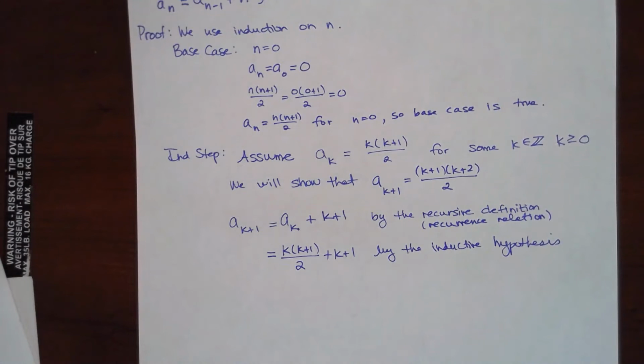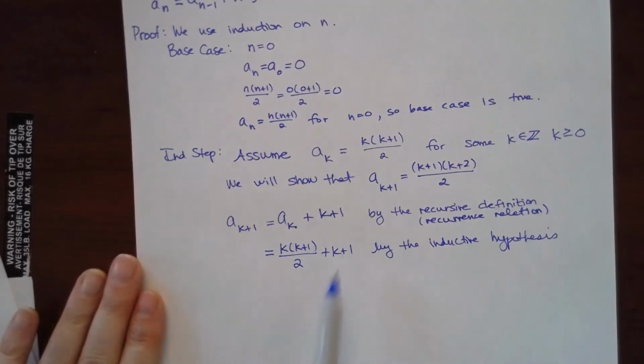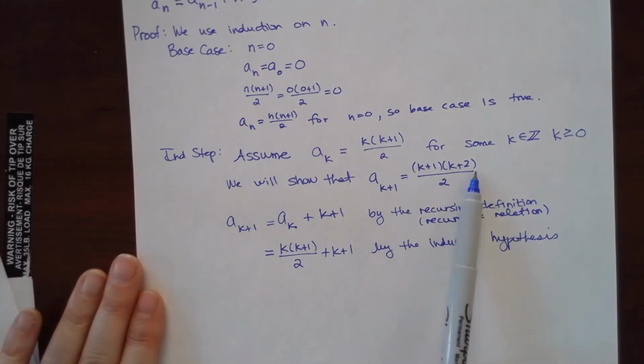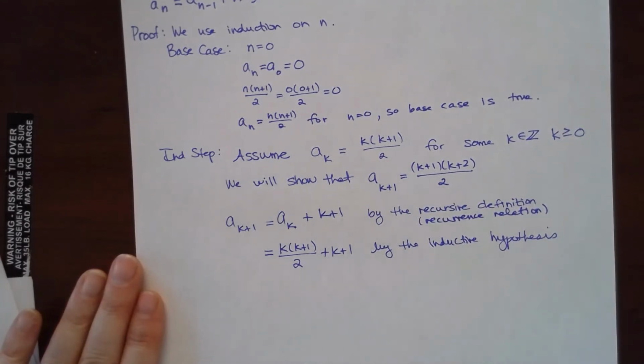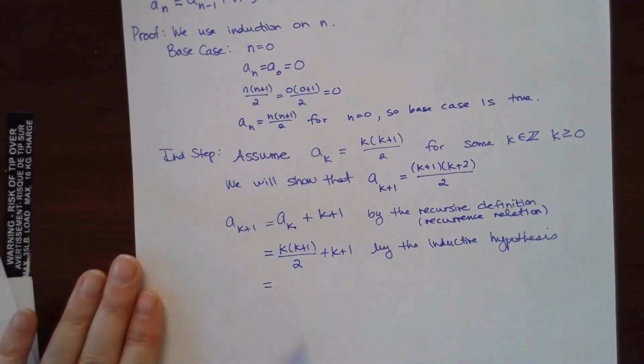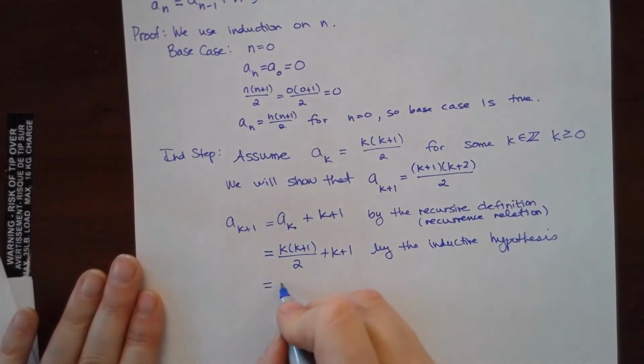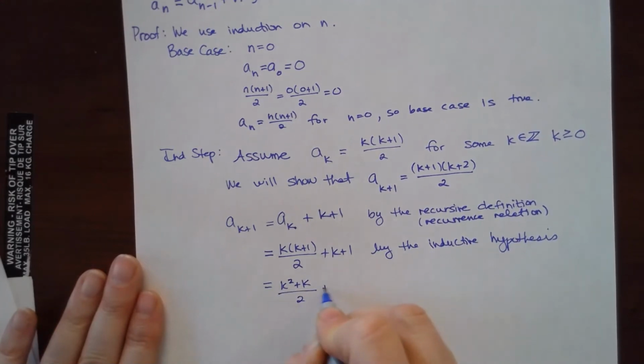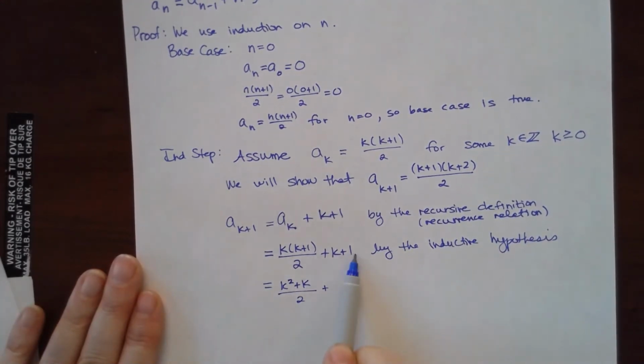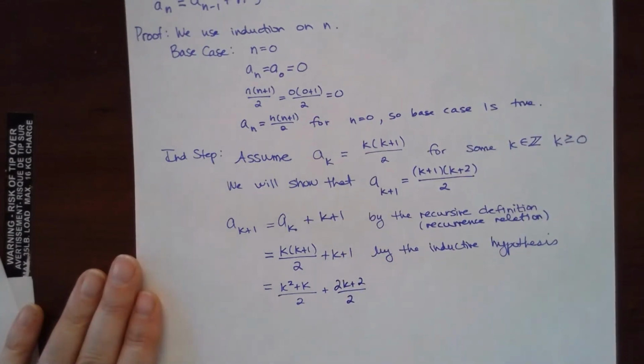Okay. And hopefully at this point it's just a matter of algebra. So I basically want to get this to look like that. Well, it's all written as a single fraction with a common denominator of 2, so that's a good place to start. I'm just going to expand this one out, k squared plus k over 2. And if I want to write this with a denominator of 2, I'd have to write that as 2k plus 2 over 2.